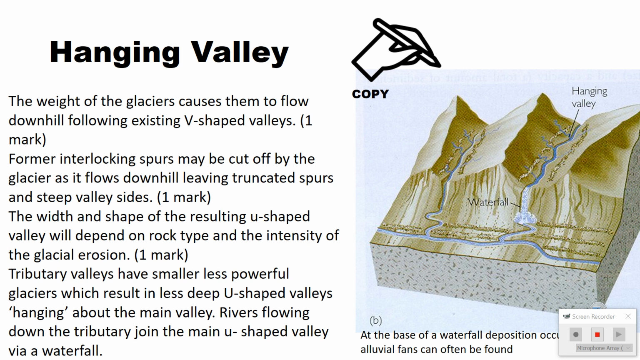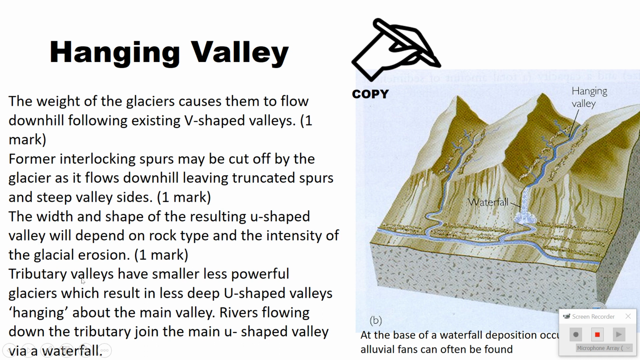So the width and shape of the resulting U-shaped valley will depend on the rock type and the intensity of glacial erosion. In other words, if you've got softer rock, the valley is going to erode much quicker than if it was hard rock, and that means it's going to be much deeper erosion in the main valley and perhaps the side valley.